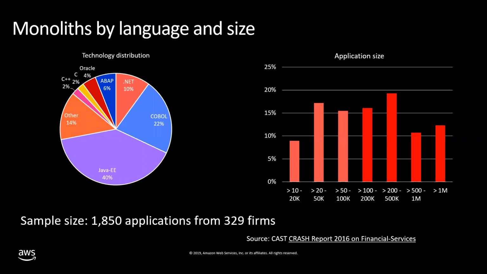And then on the right, for those of you that still use the archaic lines of code measurement within your organization to determine application size, the point here is that it's kind of all over the board. It doesn't have to be this gigantic application that needs migrating. It can just as easily be a smaller application. This is just a quick sample out of a financial services report that was done.